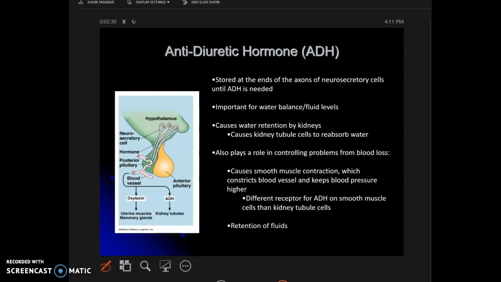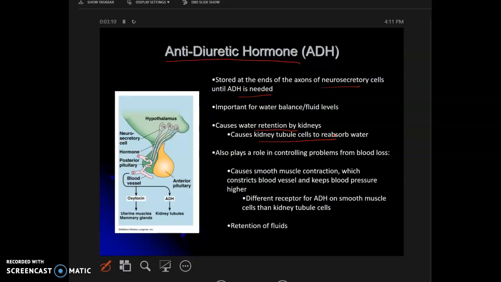All right, so there are only two hormones released by the posterior pituitary. The first one is ADH, anti-diuretic hormone. Like I said, this is stored at the end of the neurosecretory cells until ADH is needed. What does it do? This will cause water retention by the kidneys. They will cause the kidney tubules to reabsorb water. Often ADH is released when there's a blood loss, when suddenly the blood volume goes down. You need to increase the blood volume.